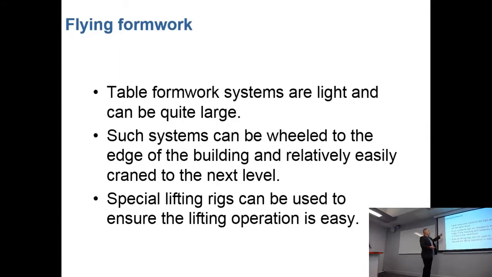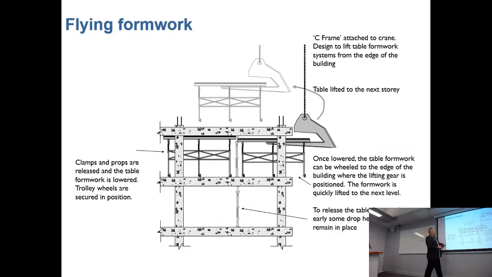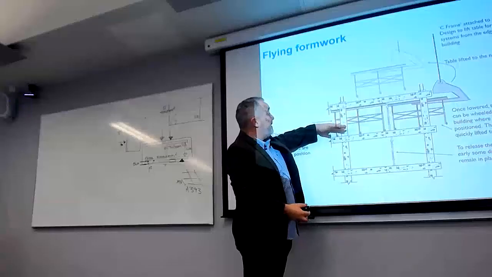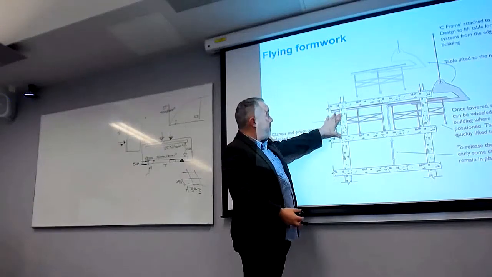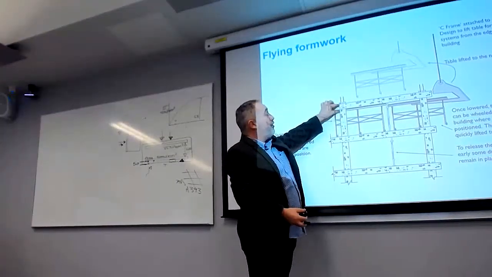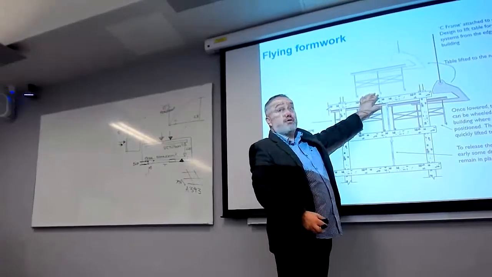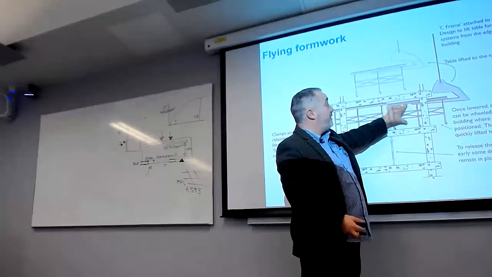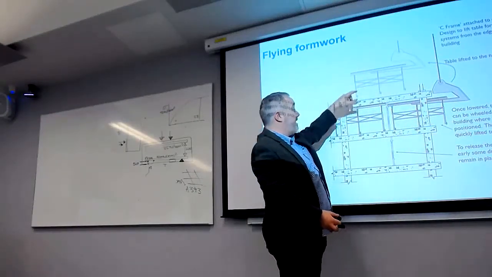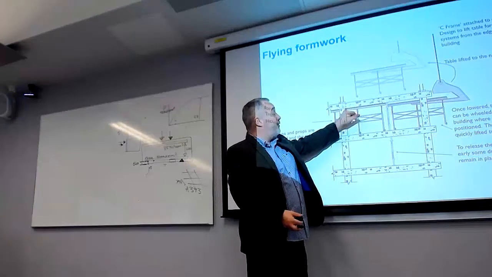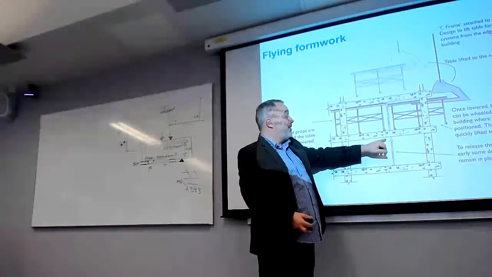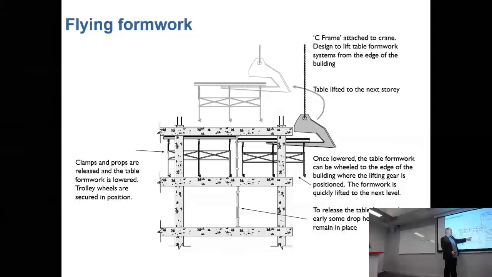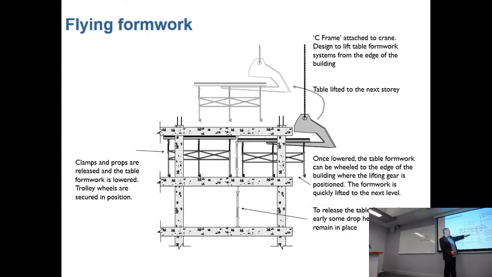Table formwork can be called fly-in formwork. So we've got our table form here. Again, it's put into place, lifted up, and your concrete is cast. When your concrete goes off, you can use your crane to pick up your table and just move it to the next level. Again, even though you've removed the main formwork, until the concrete's fully gone off, you will have to leave props in place to make sure that the concrete doesn't fail.